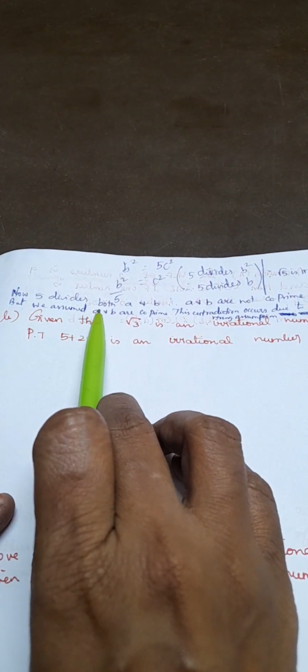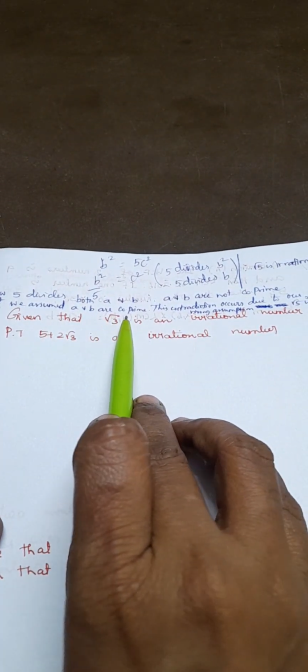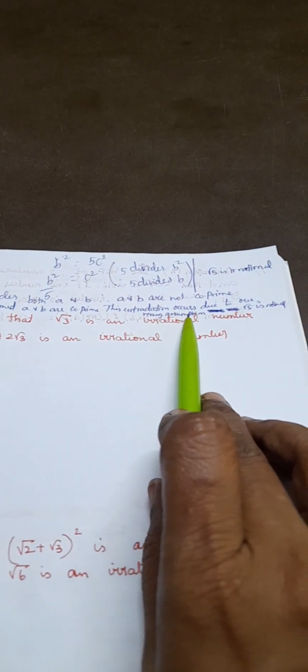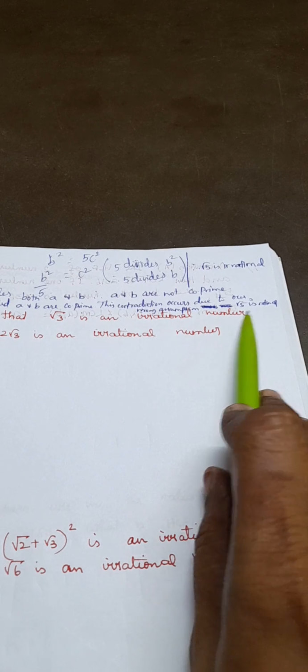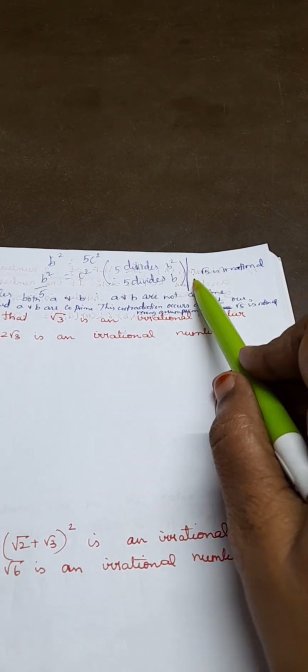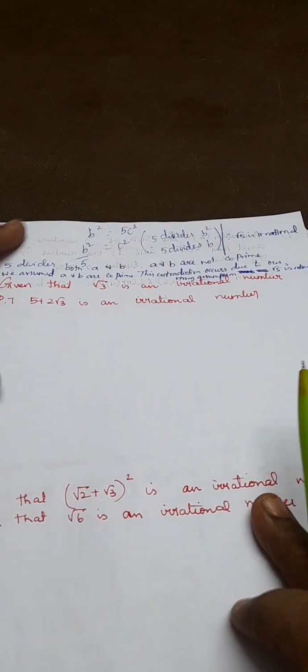Now 5 divides both a and b. So a and b are not co-prime, but we assumed a and b are co-prime. This contradiction occurs due to our wrong assumption that root 5 is rational. Therefore root 5 is irrational. Okay. Shall we go to the next problem?